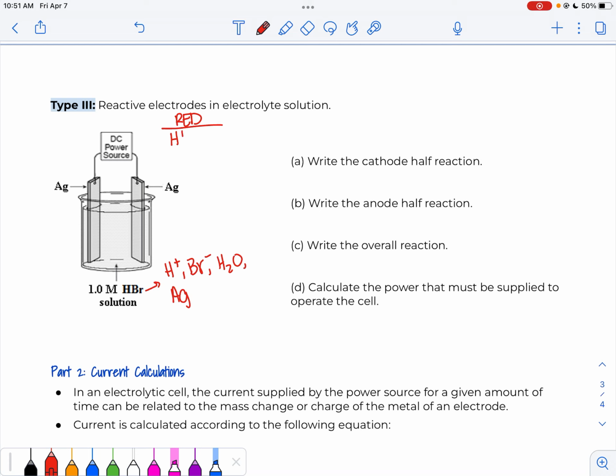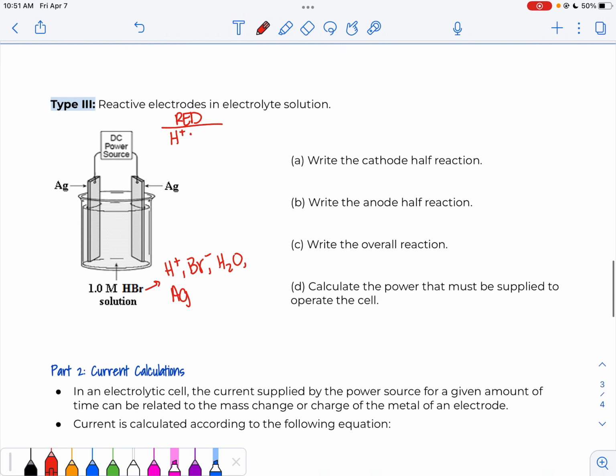Well, we could have H plus that gets reduced to produce hydrogen gas. Remember that our table of standard reduction potentials is based around the reduction of hydrogen. So the reduction of hydrogen has an E naught value of 0 volts. Got to balance that, add a 2 right there, perfect.